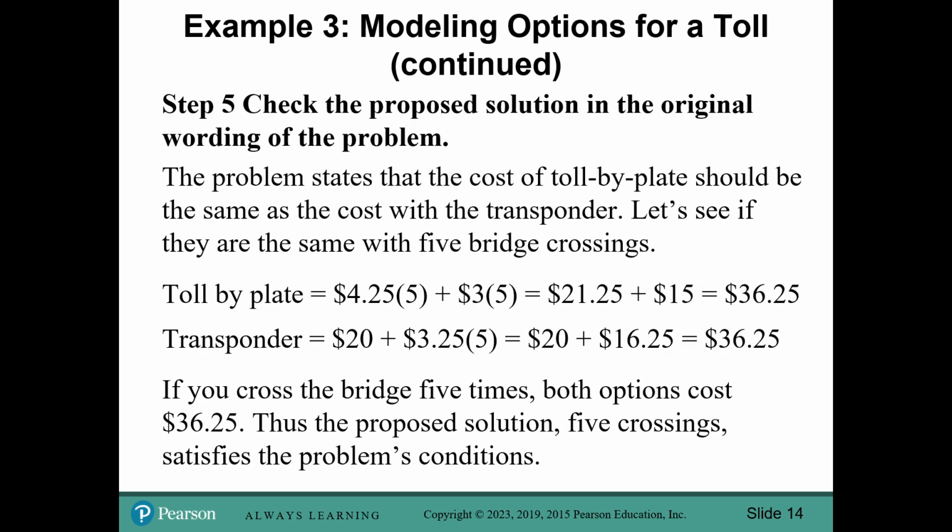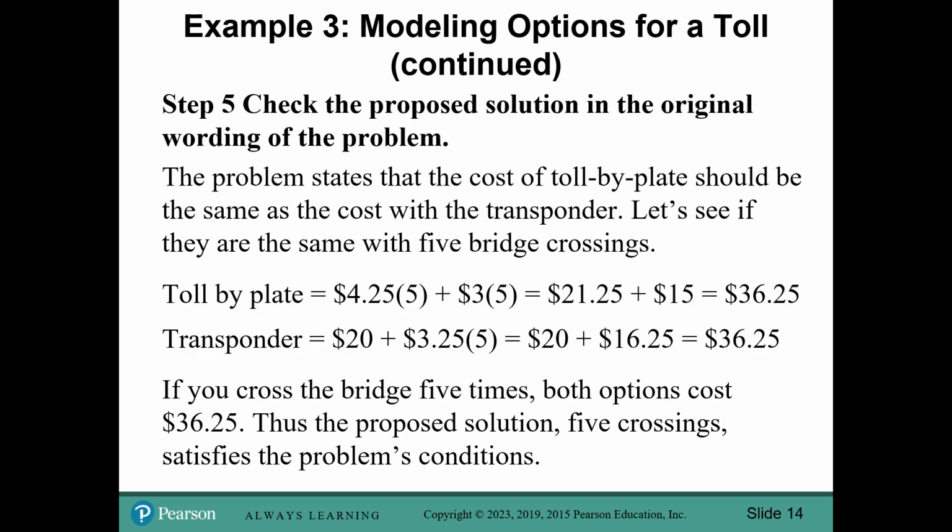Anyways, step 5, check the proposed solution in the original wording of the problem. The problem states that the total cost of the toll by plate should be the same as the total cost with the transponder. Let's see if they're the same with 5 bridge crossings. So toll by plate, 4.25 times 5 plus 3 times 5 equals 21.25 plus 15, which is $36.25. That's what we're going to be paying for our 5 crossings using toll by plate.